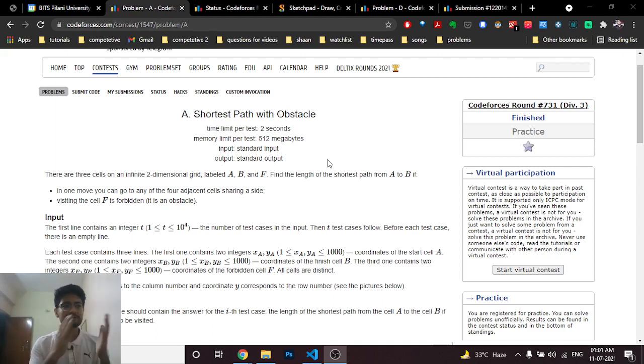You are given three cells on an infinite two-dimensional grid: A, B and F. You have to go from cell A to cell B by taking the shortest path possible, but you also have to make sure you do not encounter the F cell in your path. You have to somehow dodge that cell and just move to the B cell.